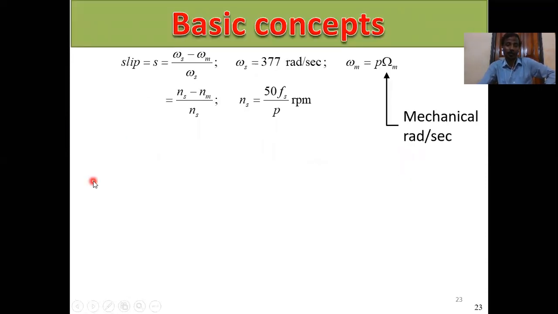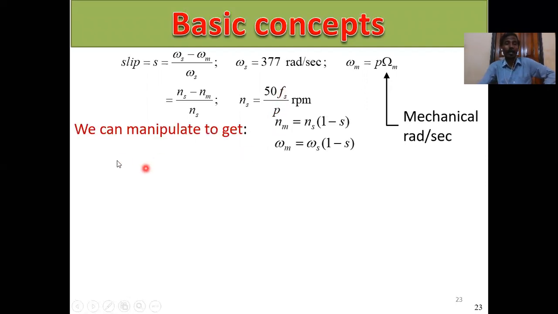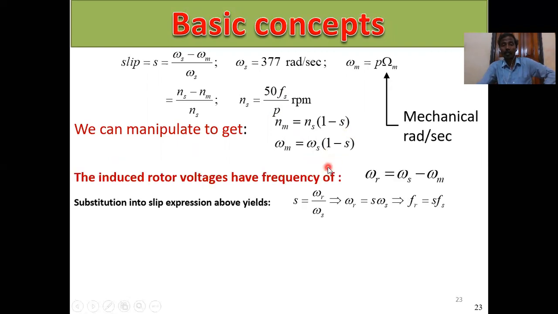And the basic concept: what is the slip? Slip equals omega s minus omega m over omega s. This is the simple equation. Or, ns minus nm over ns, where ns equals 120 fs by p, where p is the number of poles and fs is the supply frequency. Mainly, we can manipulate to get nm equals ns times (1 minus slip), or omega m equals omega s times (1 minus s).